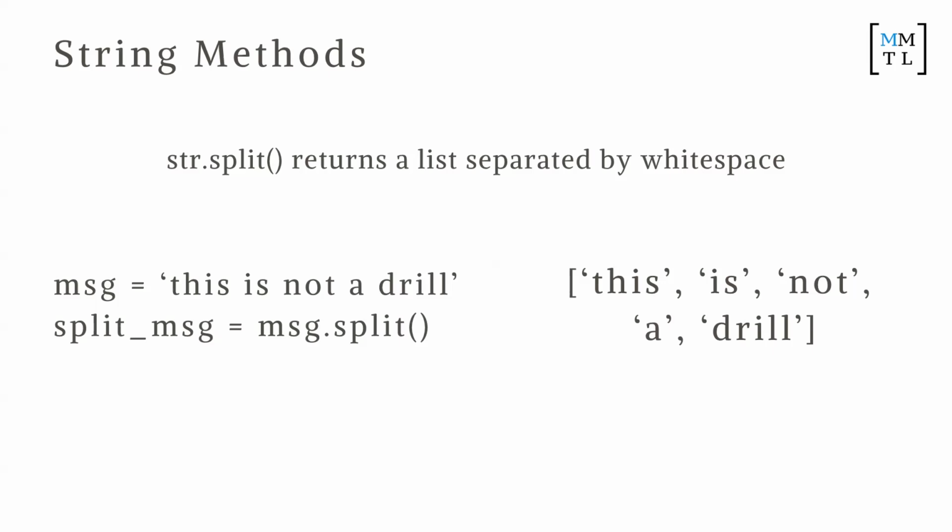Now you can also split based on something else. So for example, if you have, I don't know, like research data and it's comma separated, you can use message split and specify a comma, and then it will split based on the comma.